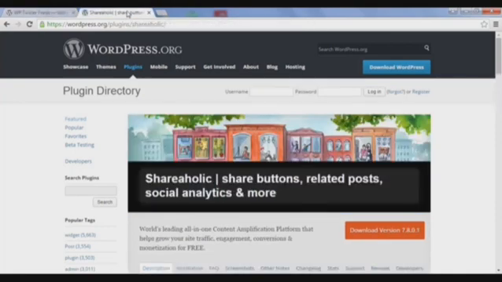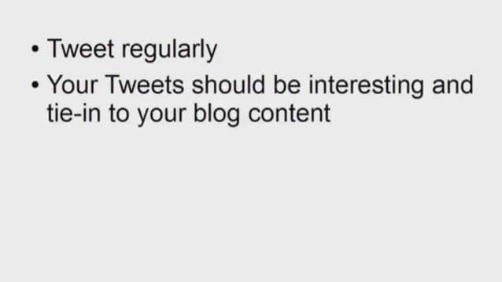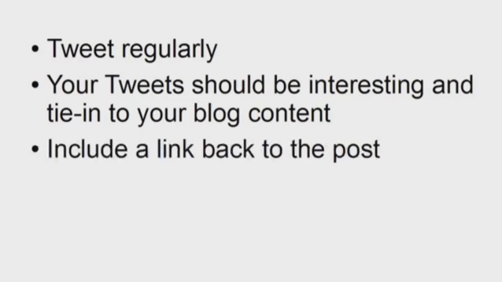You also want to make it easy for people to tweet about your site or your blog, and a good way to do that is to install the Shareaholic Share Buttons plugin on your WordPress blog. And again, you can install this from within the WordPress dashboard, or you can come to wordpress.org and then simply do a search, or go to wordpress.org/plugins/Shareaholic. You should tweet regularly to Twitter, and your tweets should be interesting and they should tie into your blog content. And you should include a link back to the post.